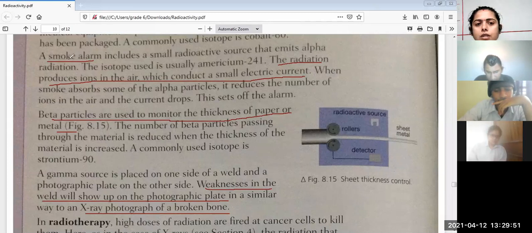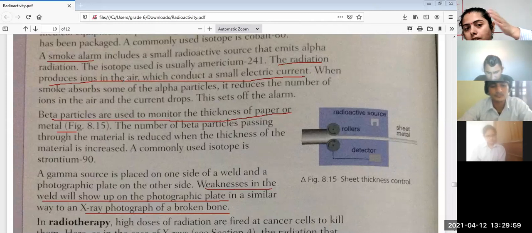So it is used in the smoke alarm. How? The radiations they produce, because radiations will be emitted. So a large number of electrons are radiated into the air. When the nucleus emits the radiation, it forces the electrons to move. So there will be more ions in the air which conduct the current.